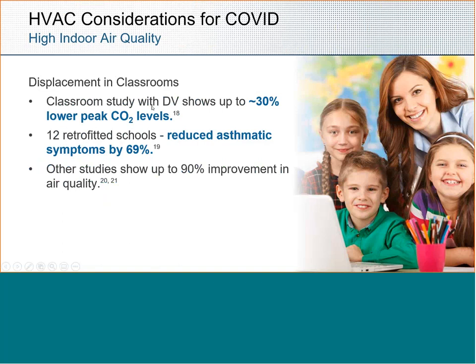This was a classroom study in California where they installed displacement diffusers, and across the hall, they had overhead mixing diffusers. And they measured the breathing zone level CO2, and they noted a 30% lower peak CO2 level in the breathing zone over a mixed air system. The second bullet point here was a school district with 24 schools, and they retrofitted 12 of them with displacement and then monitored the asthmatic symptoms and respiratory illnesses that were reported to the front office before and after the retrofit, and they noted a very significant, almost 70% reduction in the symptoms reported to the front office.